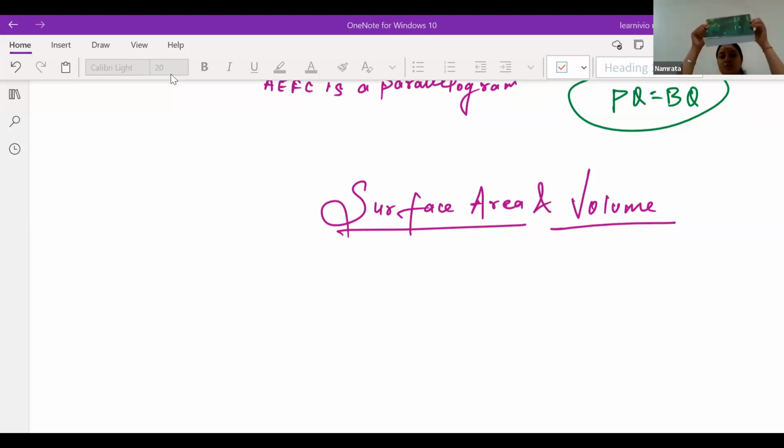Can you see this book? Yes, ma'am. Which shape is this? Keyboard. It's a cuboid. And what's the meaning of surface area of this cuboid?